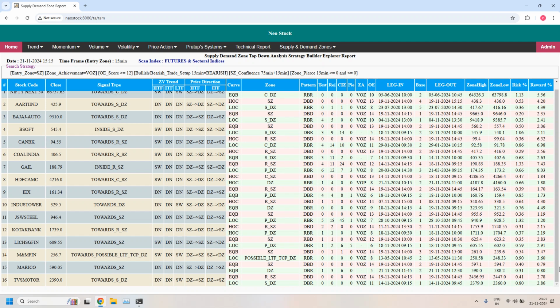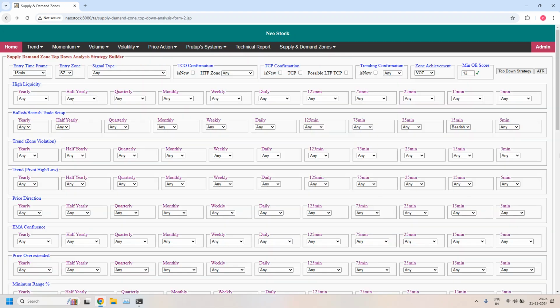But again, among these 16, there could be even more high probability supported stocks, because the 15 minutes entry zone, supply zone, is part of the 75-minute supply zone. If those 75-minute supply zones are having daily EMA confluence, there could be even more high probability supported stocks. Let's verify.